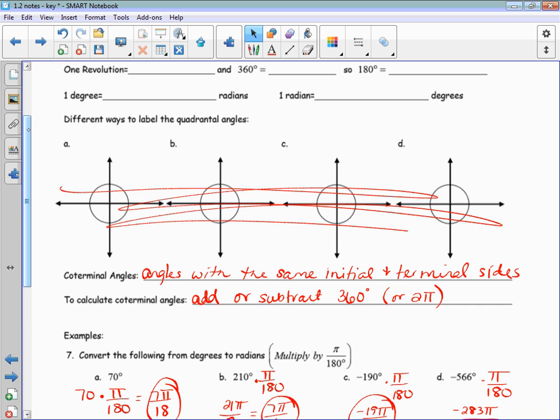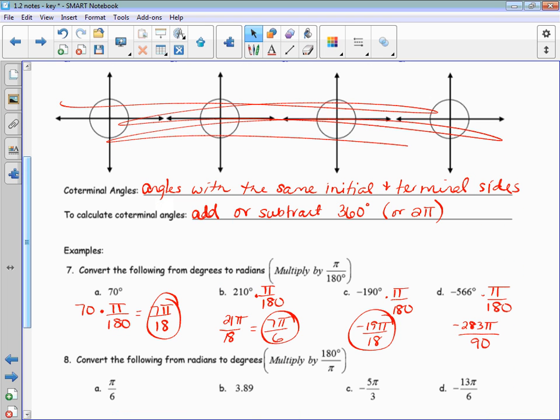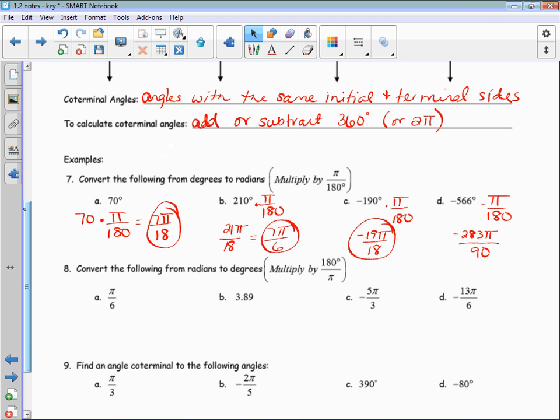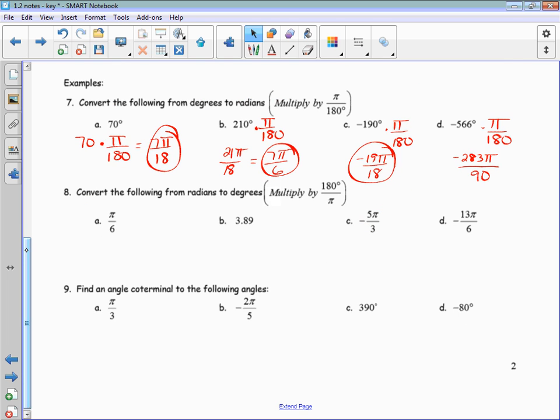All right, so we are okay with degrees to radians. Not bad, right? So radians to degrees. This time we're going to multiply by 180 over pi. The pi is in the denominator because I don't want the pi to be there anymore. And I think I changed this on yours. What did I change b to? Pi over 4. Okay.